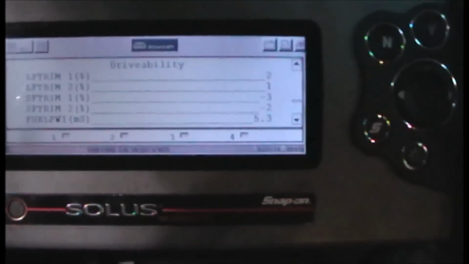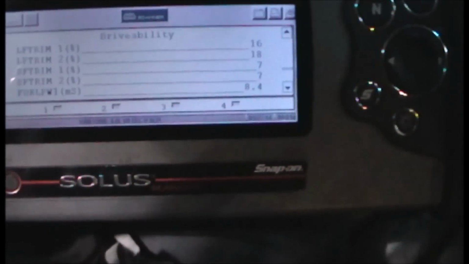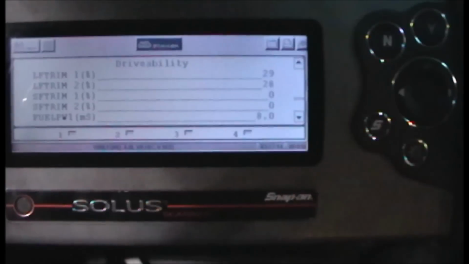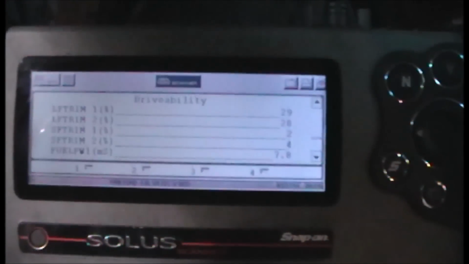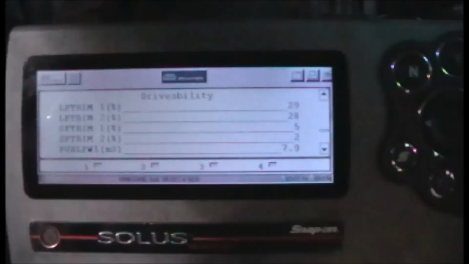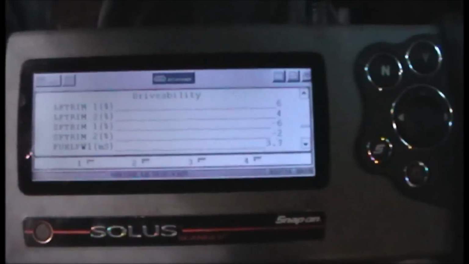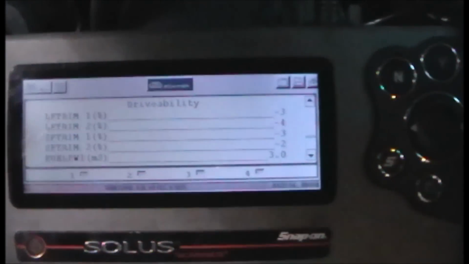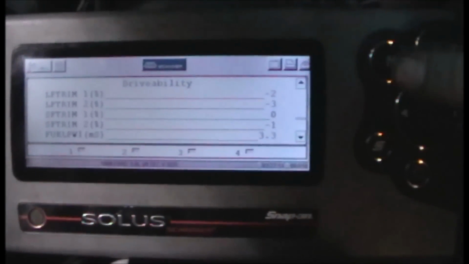But if I were to, say, put it under a load, raise the RPMs a little bit, you can see my long terms going up to almost 30%, which is maxed out. So it's a higher RPM issue, which is usually, like I said, in the mass airflow sensor or the ducting in between, where it's got unmetered air and it doesn't know what to do with it.